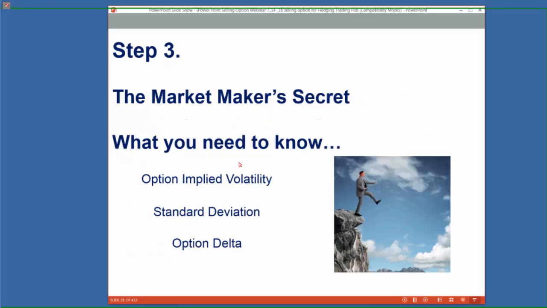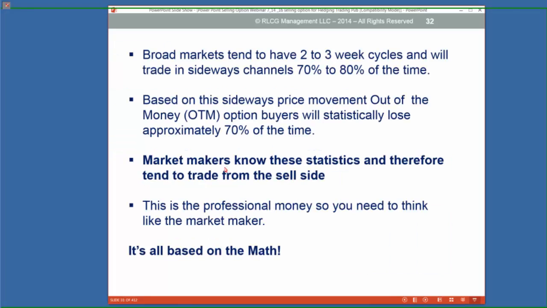So when you look at markets and price, you'll see that the broad markets will tend to have cycles. They'll maybe go up 2 weeks or 3 weeks, up or down, and then all of a sudden, we'll have that sideways churning type of price action. The markets are going to churn and go sideways in some kind of channel 70–80% of the time. So they're going to be channeling sideways more than they are going to be on these extreme trends up or down. And it's based on this sideways price movement that the out-of-the-money option buyers in this kind of environment will statistically lose about 70% of the time.